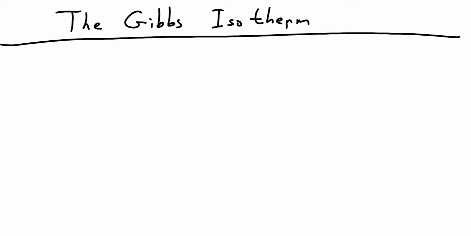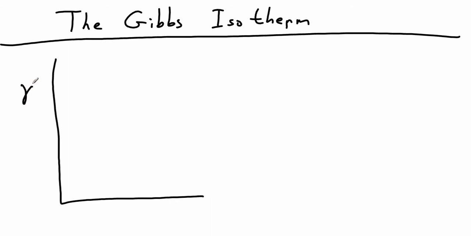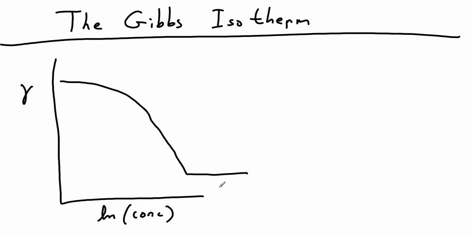Let's do an example problem with the Gibbs isotherm. So suppose we measure the surface tension of a solution as a function of concentration. So we have surface tension, and we're going to plot the log of the concentration. We typically find data looks something like this. First, the concentration is so low it doesn't change anything, and then we get a linear curve, and then a flat spot, sometimes. So what's going on here?